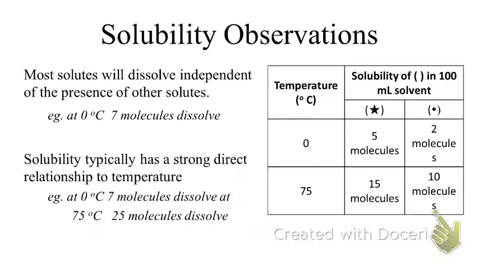Yeah, okay. The other big thing that we'll notice is that solubility typically has a very strong and direct relationship to temperature. So you might notice that at 0 degrees Celsius, we may be able to get 7 molecules to dissolve, but what happens at 75 degrees Celsius? We can get a lot more molecules to dissolve. Why does that make sense? Does it make sense?